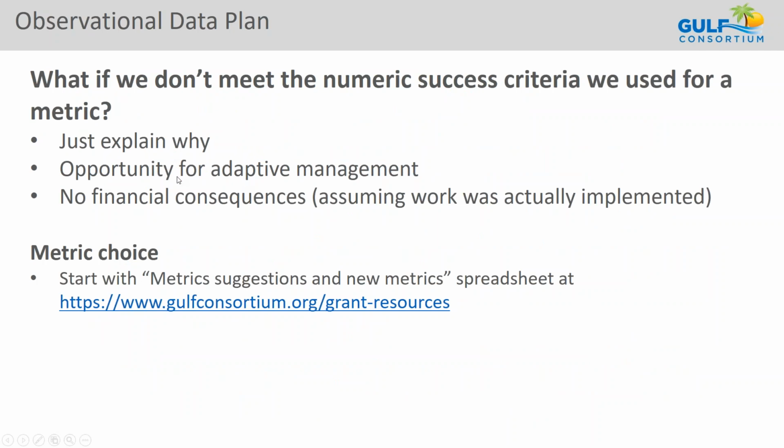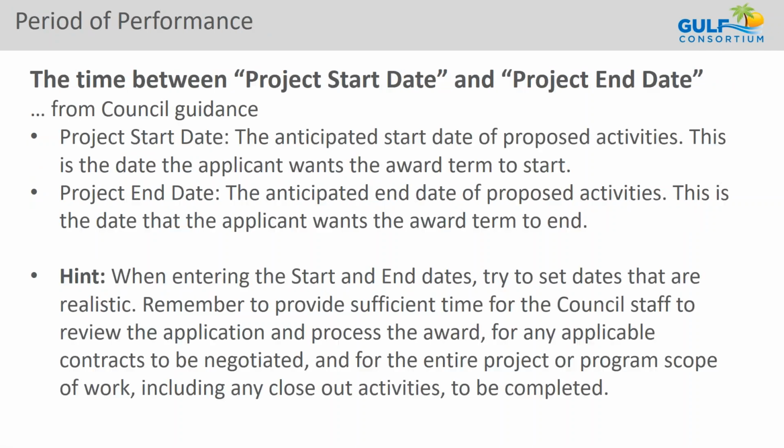Part of that observational data plan has a place for narrative about contingency plans and adaptive management, basically what the plans are if things aren't looking the way we expected them to look. So there's a place for that in the observational data plans. And please do start with the metrics, suggestions, and new metrics spreadsheet on the Grant Resources website.